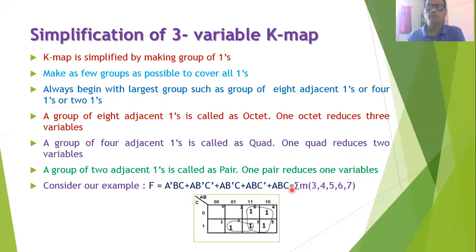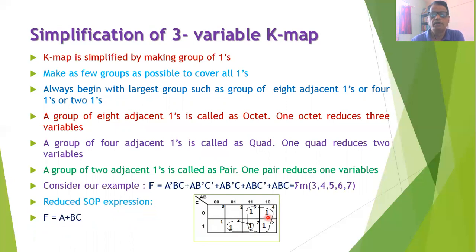We can form the group of ones as shown in this diagram. This is the largest possible group, a quad, and then one 1 is left, and therefore I will combine it with the adjacent one to form a pair. So there are only 2 groups, 1 quad and 1 pair.